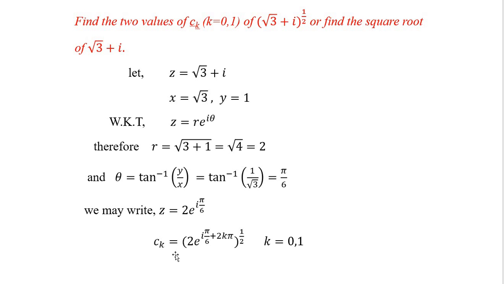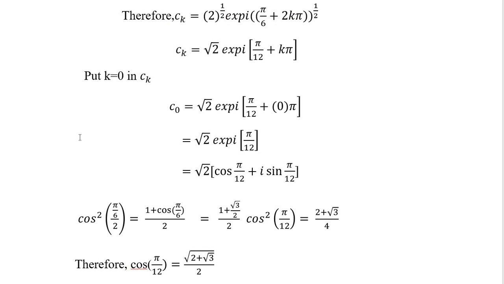In general, we may write Ck equal to 2 e power i into (pi by 6 plus 2k pi) whole to the power 1 by 2, because we need a square root, where k runs from 0, 1. So now we find Ck for k equal to 0 and k equal to 1. Put k equal to 0, we get C0 equal to root 2 into exponential of i into pi by 12 plus 0. So e power i pi by 12 is cos pi by 12 plus i sin pi by 12.